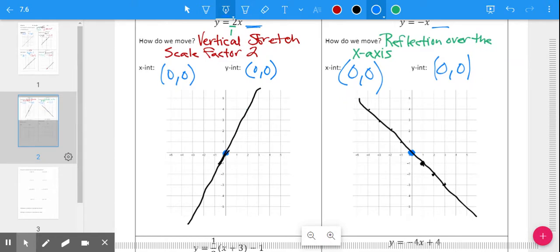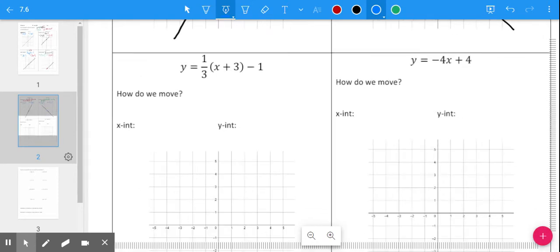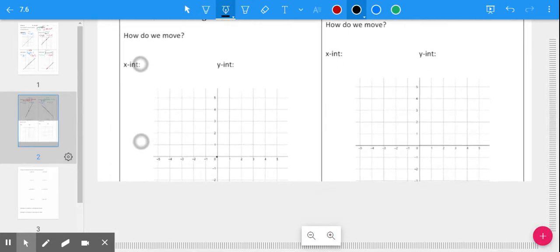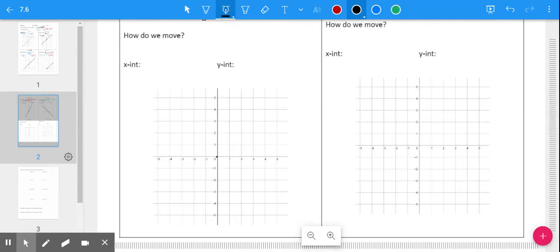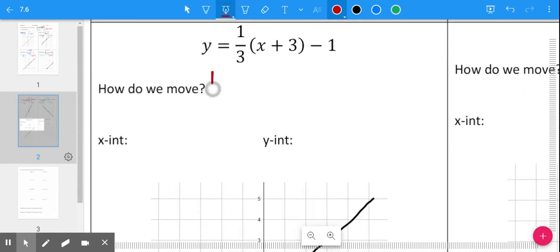So our next one, this one we have several things going on. So we know our parent function, and I'm going to draw the parent function to help be a guide. You don't have to do that on all of them. I did, but you don't have to. So here's my parent function, y equals x. So now it tells us that we're going to move this line. It's going to have a horizontal stretch of 1/3.